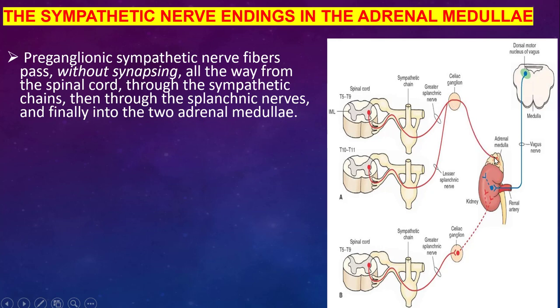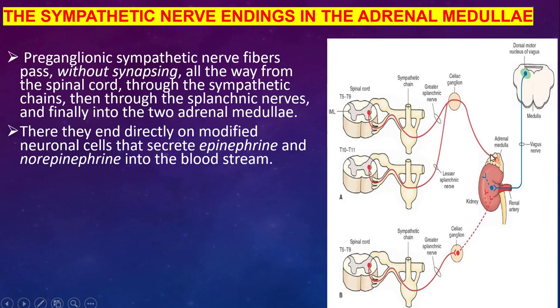The supply to the adrenal gland is special and different from the other organs. When the preganglionic neuron originates from the spinal cord, it has no synapse in the sympathetic chain or peripheral ganglia, but passes directly to the adrenal gland. There they end directly on modified neuronal cells that secrete epinephrine and norepinephrine into the bloodstream.